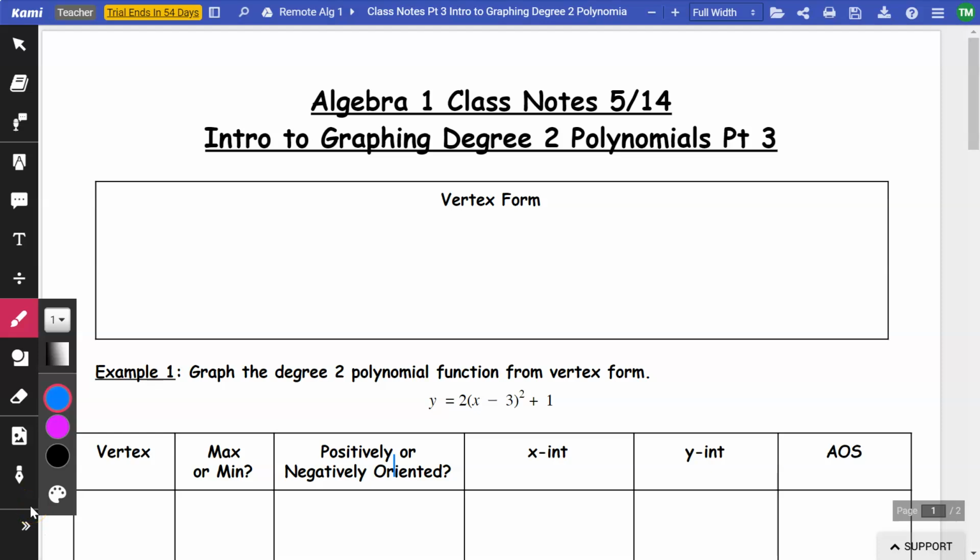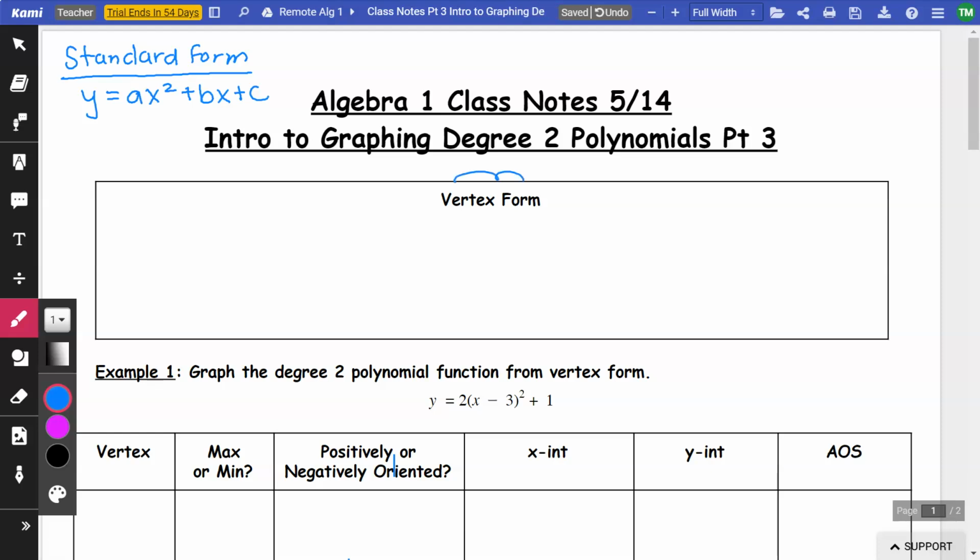To finish up this week, we are going to continue talking about how to graph degree 2 polynomials. However, I'm going to introduce you to a new way that we can write the equation of a quadratic. What we've learned so far is standard form of the equation of a quadratic function, or degree 2 polynomial function, whichever you want to call it. And standard form looks like y is equal to a times x squared plus bx plus c.